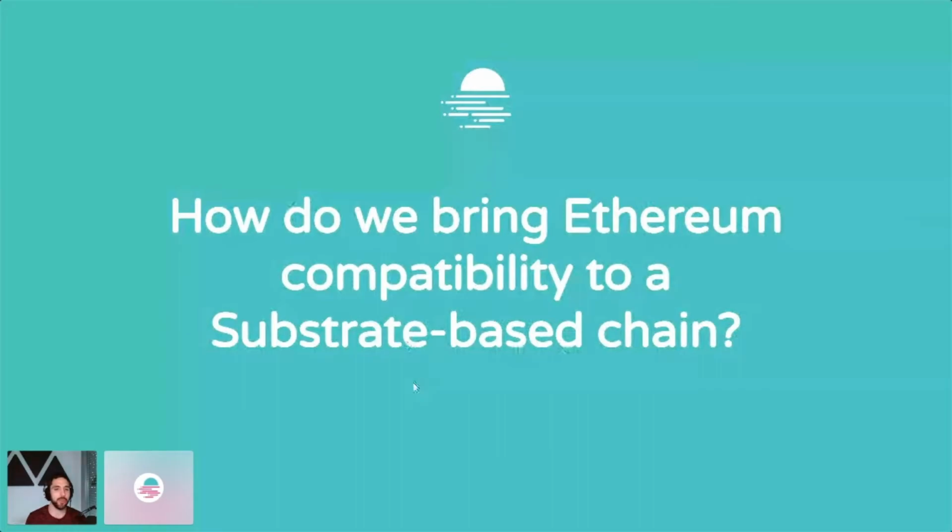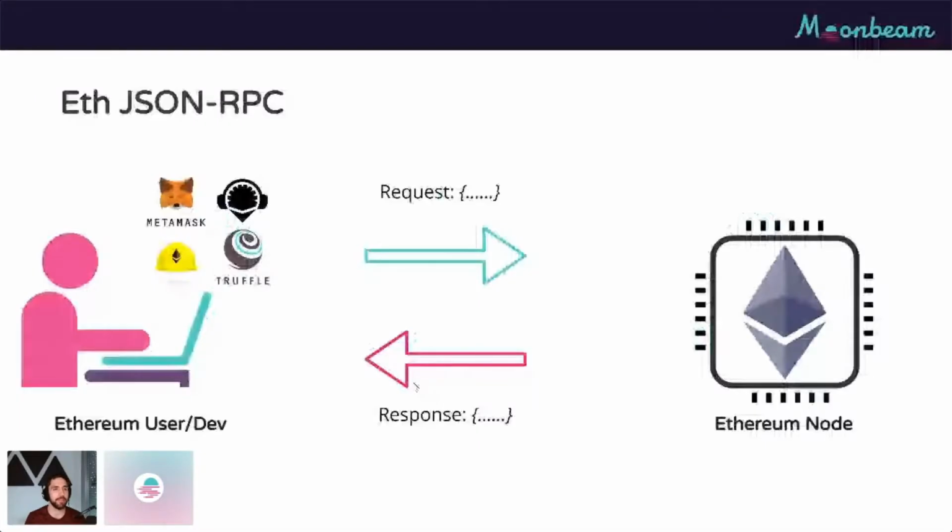Before I go into this topic, I want to explain some simple things that really help me understand the benefit of Moonbeam. This is called ETH JSON RPC. JSON RPC is a protocol to communicate. It's an RPC protocol where the payload is a JSON object, right?